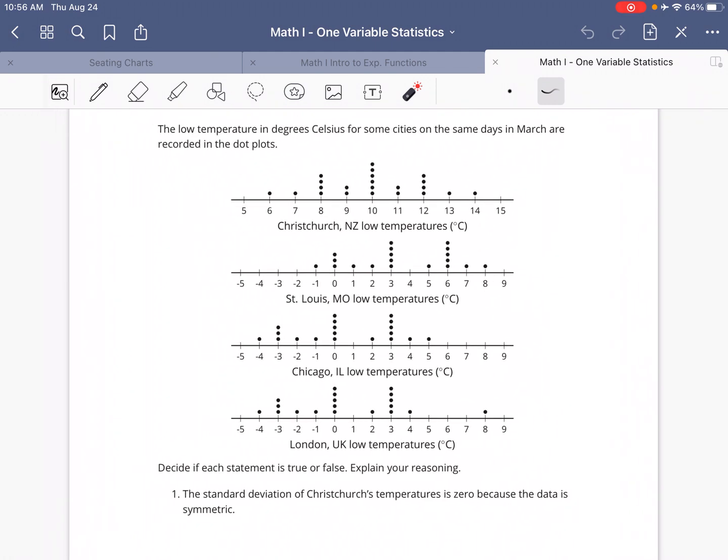So the low temperature in degrees Celsius for some cities on the same days in March are recorded in the dot plots. We've got Christchurch, New Zealand, St. Louis, Missouri, Chicago, Illinois, and London.